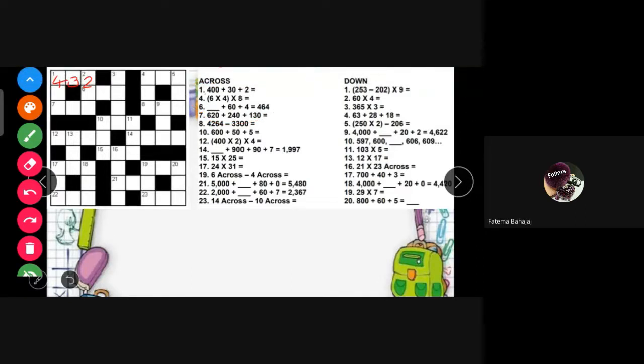right? Okay. So this is the question: 400 plus 30 plus 2. So what will its answer be? 432. So that answer, where will we write?